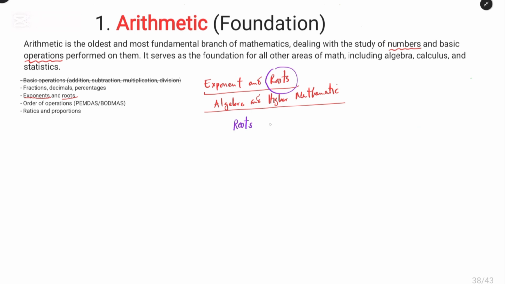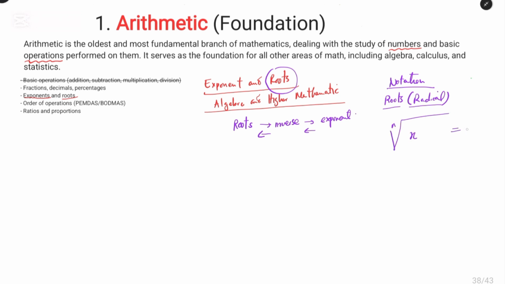So roots now become the inverse of the exponential, and the exponential can be the inverse of the roots. The notation or the general form of the roots, sometimes called a radical, is the nth root of x equals a. A radical can sometimes also be called the roots.